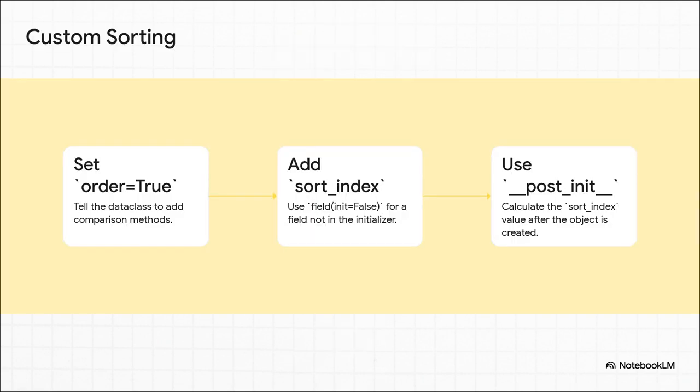It's a three-step process. First, you set order equals true in the decorator. Second, you add a new field. Let's call it sort index, and you tell Python it's not part of the initializer. And third, you use a special method called post_init. This little guy runs right after the object has been created, and it's the perfect place for you to calculate your own custom sorting value based on your game's rules. The data class then uses that index for all its sorting.